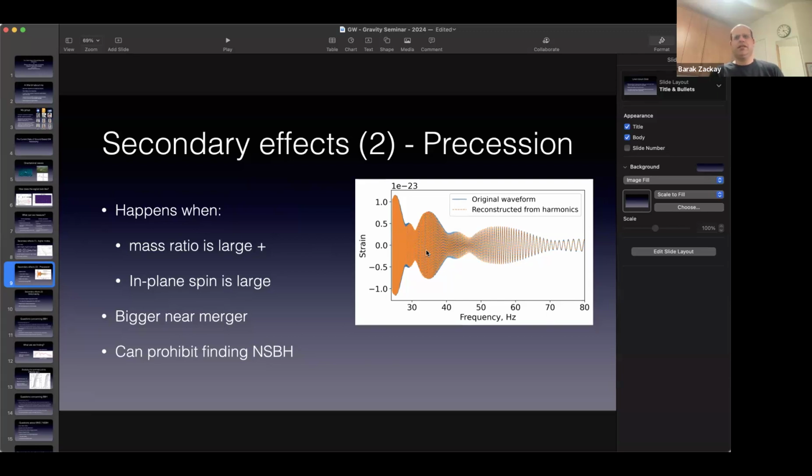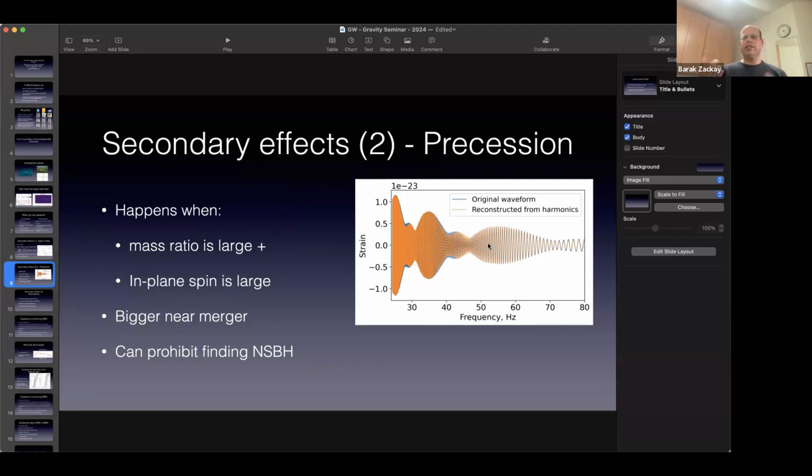This can happen if the spins of the black holes are comparable in magnitude to the angular momentum of the orbit. Okay. Now, in that case, you will see this precession, and this precession can be very wild, as this signal shows. So in this signal, it's not a perturbation; it's a leading order effect.